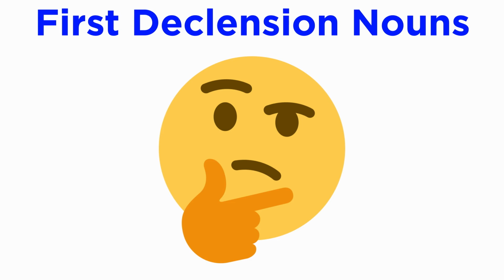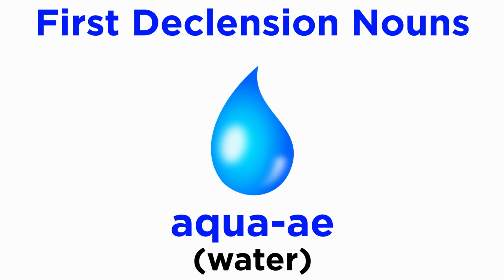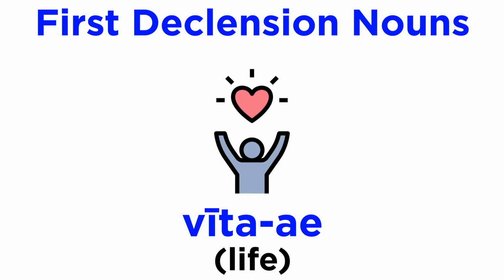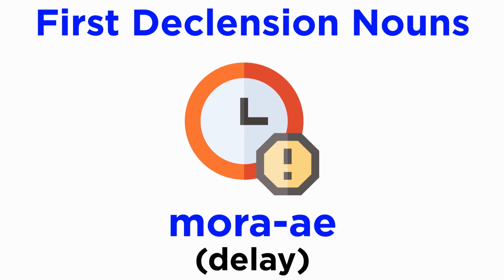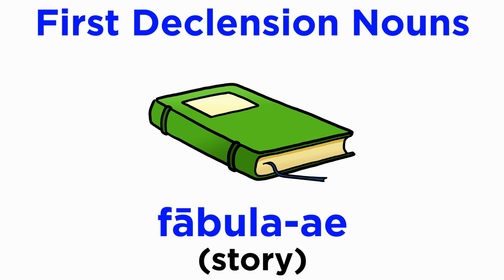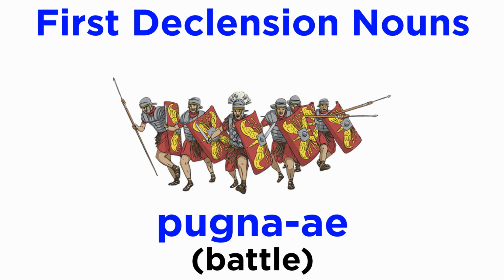As with everything else in Latin, this will become more clear through repetition, so let's continue by looking at some very common nouns of the first declension so that we can also start building up our vocabulary. Aqua, aquae. Vita, vitae. Mora, morae. Fabula, fabulae. Pugna, pugnae.